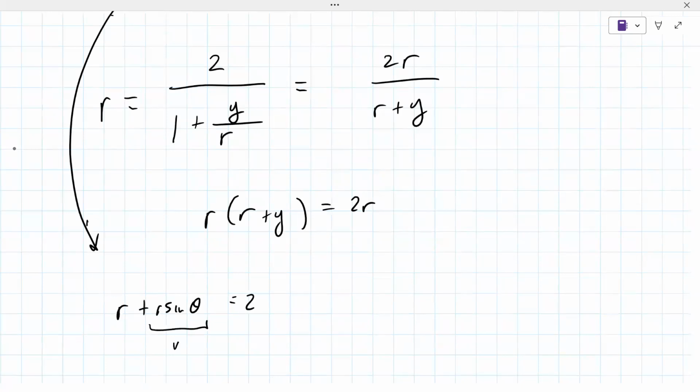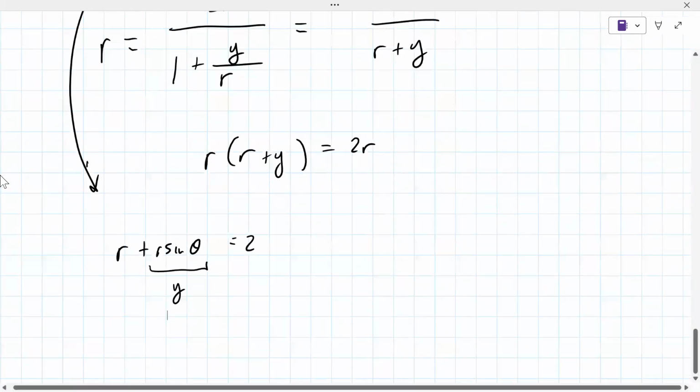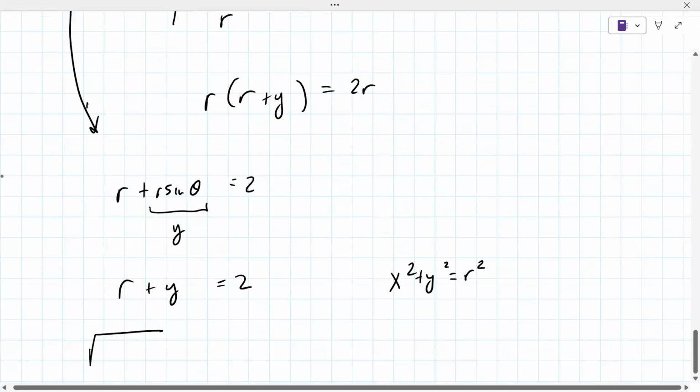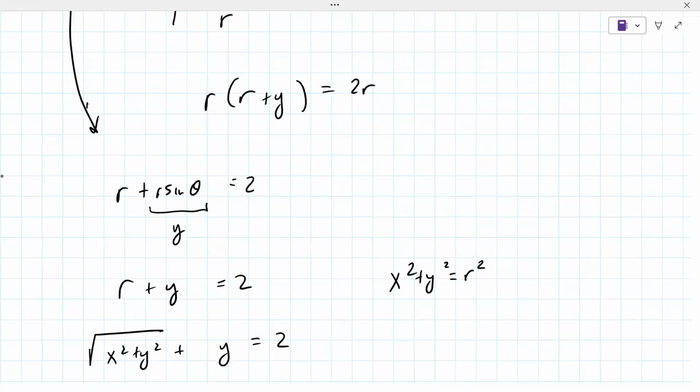Now this is y, correct? So you got r plus y equals 2. From here, the only thing you really have left is that x squared plus y squared equals r squared. So r is the square root of x squared plus y squared.